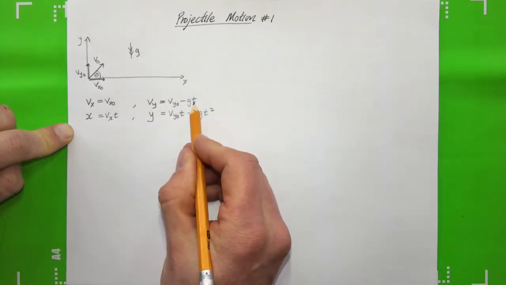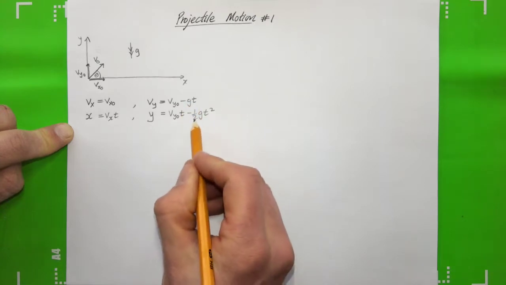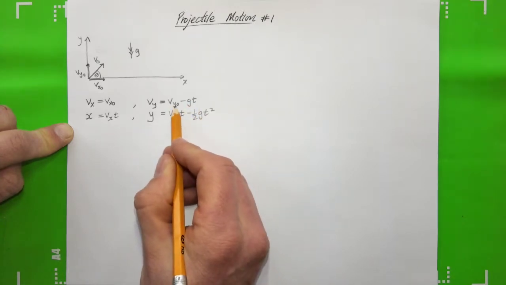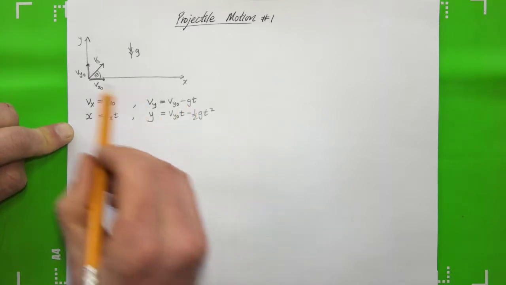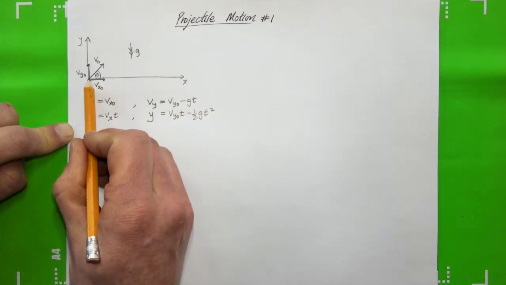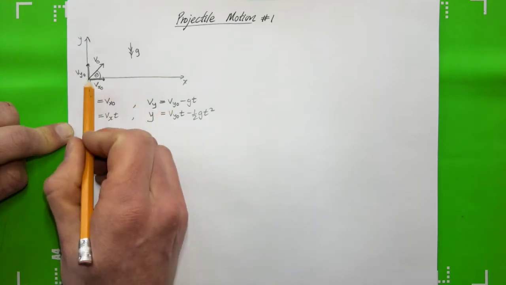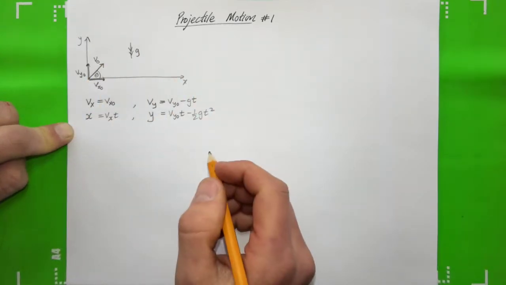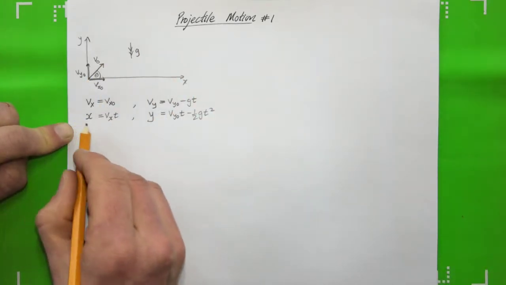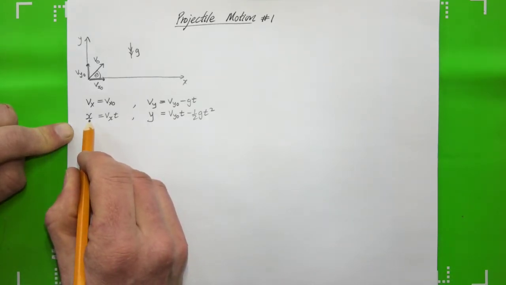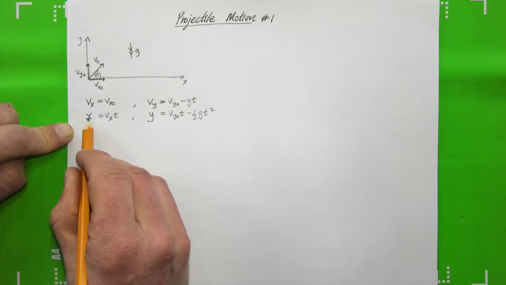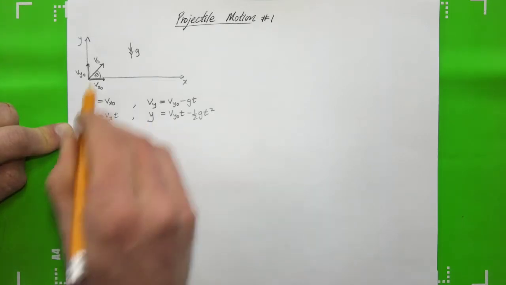If we integrate with respect to time, from gt we get 1/2 gt squared, and from Vy naught we get Vy naught t. Now we're implicitly assuming that the motion starts at the origin, so we don't have to add any constant of integration because we know where we start the motion. Okay, so that describes our trajectory, and we could happily plot this as a parametric curve. At each time t, we can calculate x, we can calculate y, and plot the curve out.